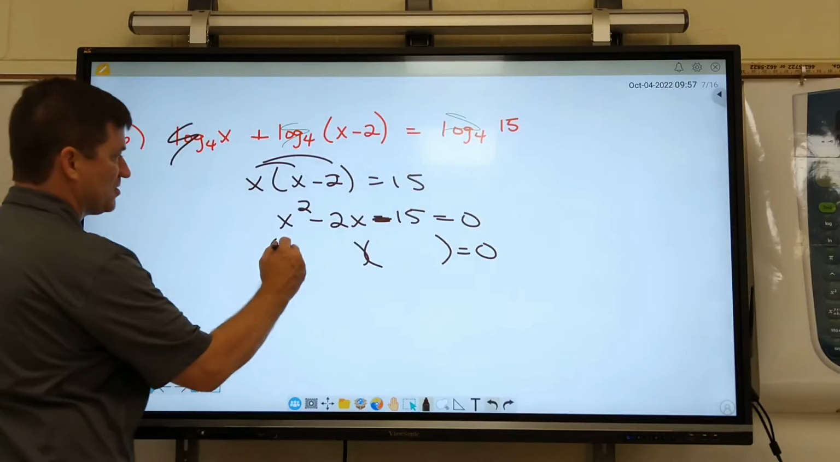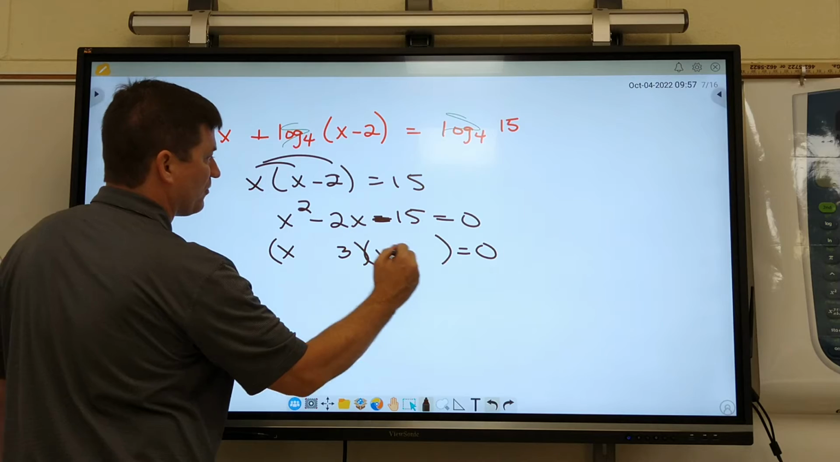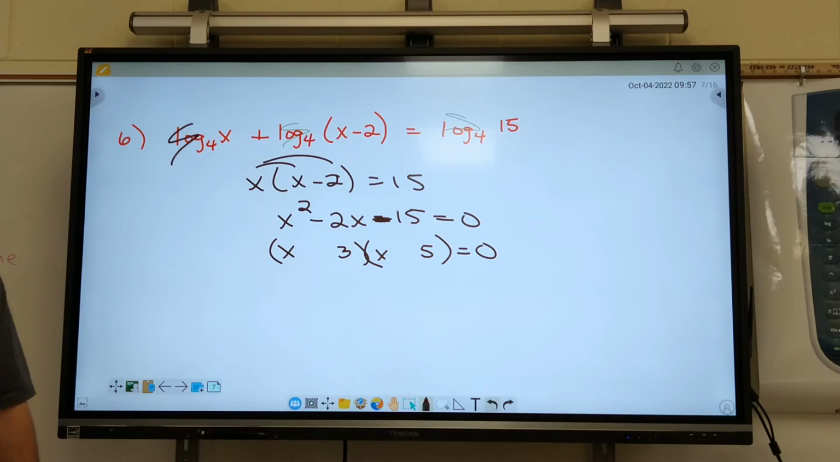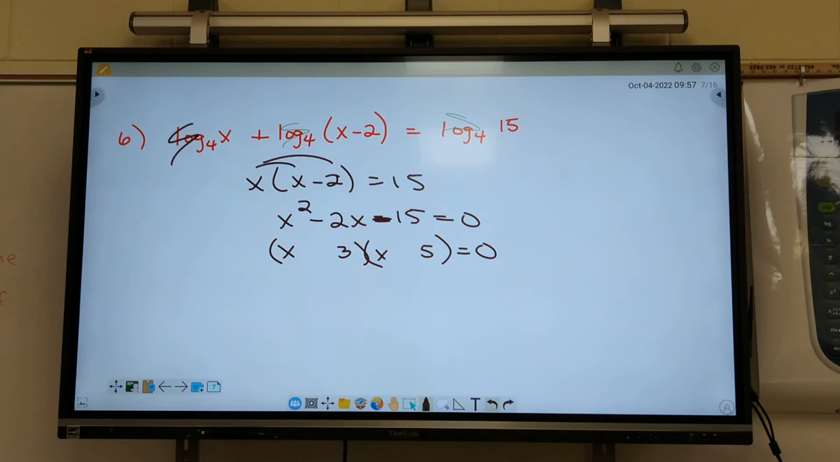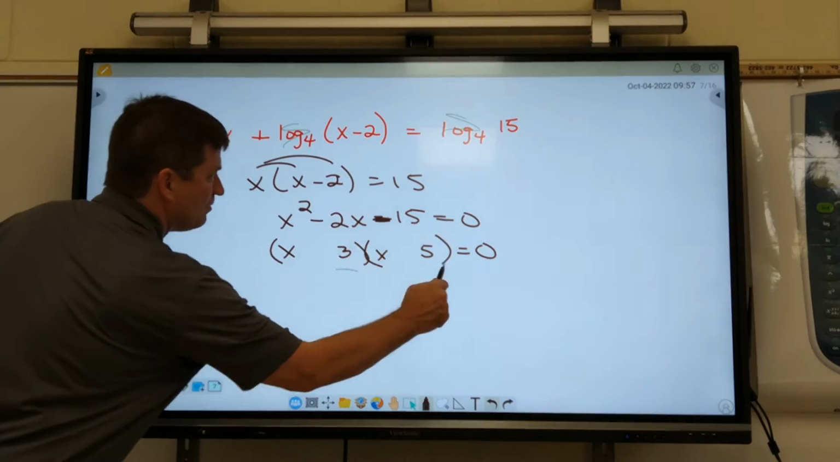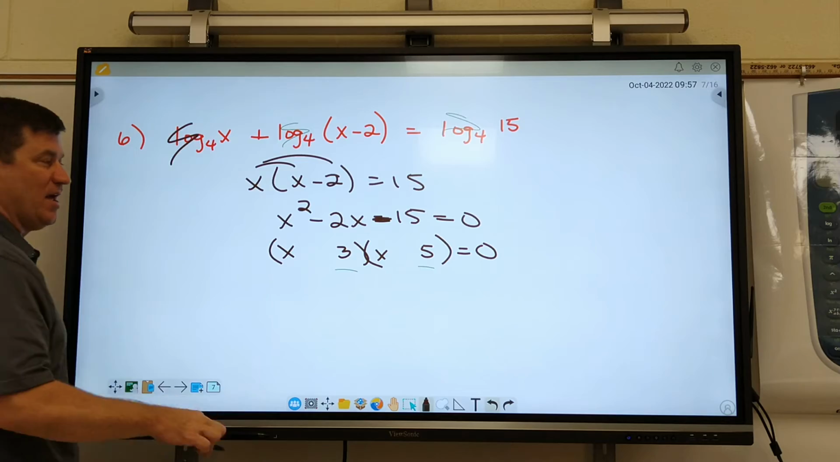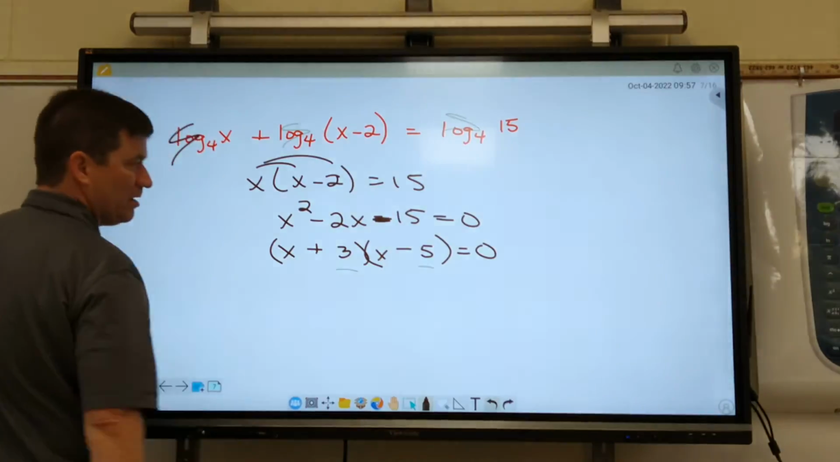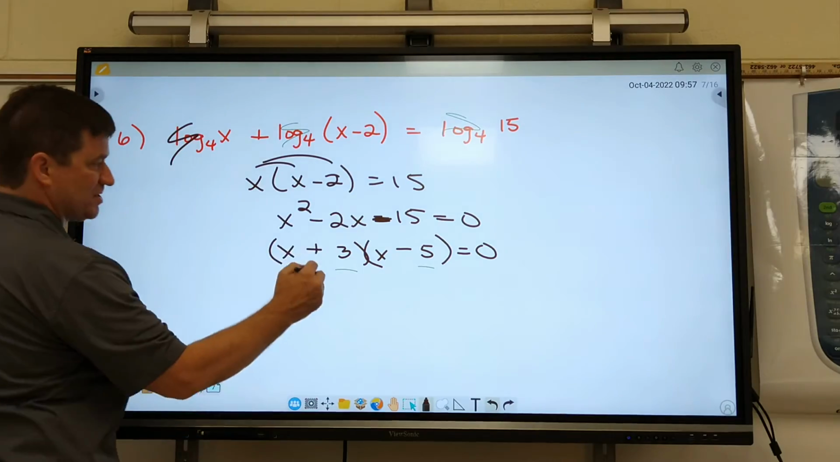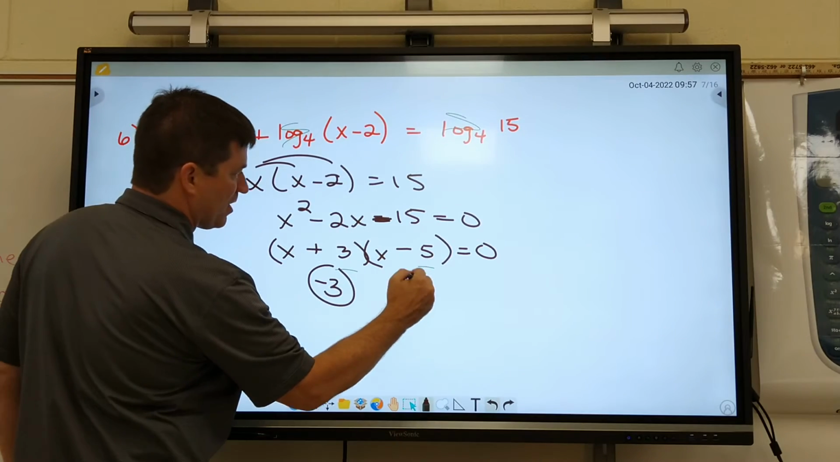3 times 5. All right, so I got an x and an x. I got a 3 and a 5. Which one gets the positive? Which one gets the negative? They've got to add up to give you negative 2. And the only way they'll add up to give you negative 2 is if I do 3 plus negative 5. Move over to 7. So this answer is negative 3, this answer is positive 5.